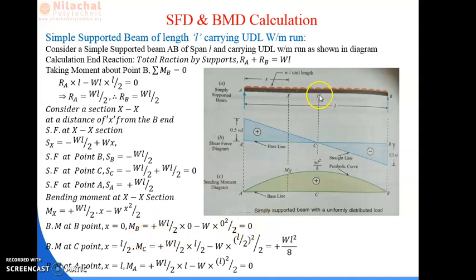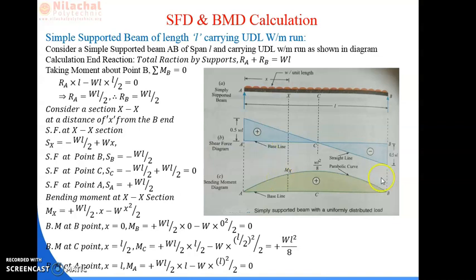Again, at point C, the value of x is equal to L by 2. RB into L by 2, so WL by 2 into L by 2, and for the udl it is W into L by 2 into L by 2 by 2, so (L by 2) whole square by 2. So from this expression we are getting WL square by 8.